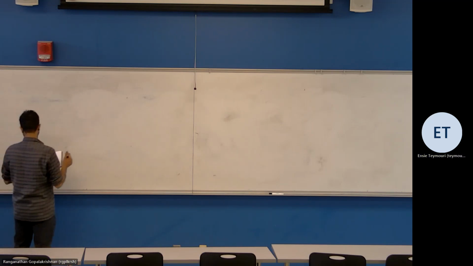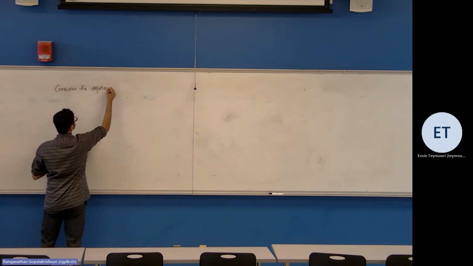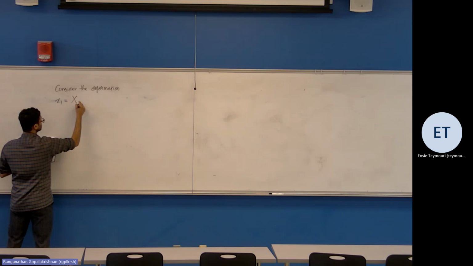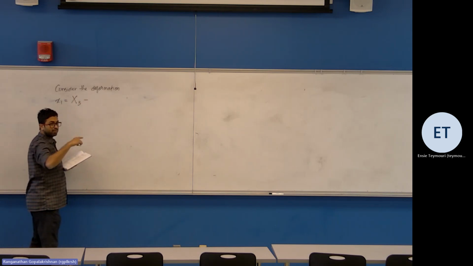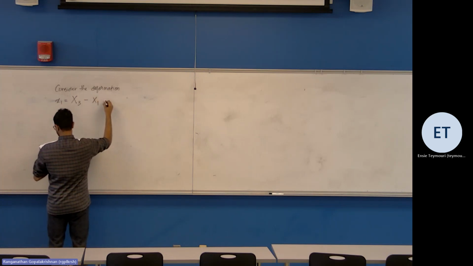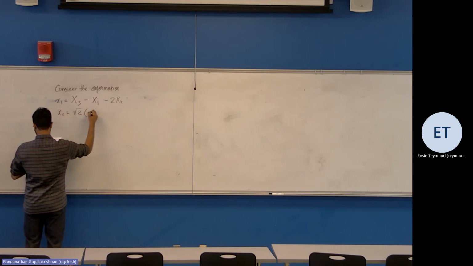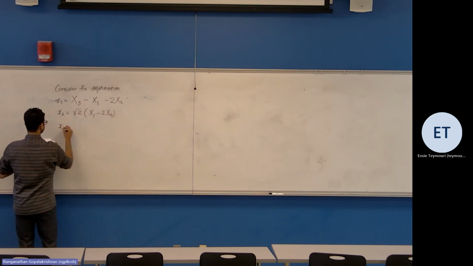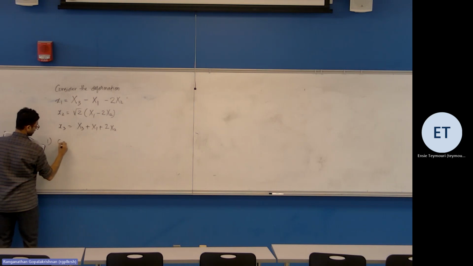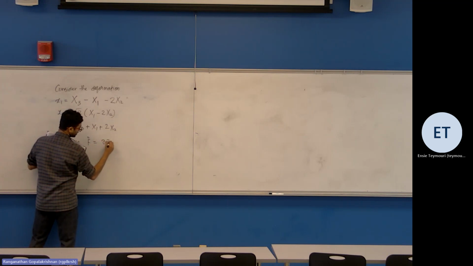Okay? Okay. So consider the deformation defined by x1 equal to x3 minus x1 minus 2x2. X2 is equal to square root of 2 times x1 minus 2x2, and x3 is equal to x3 plus x1 plus 2x2. 10 minutes to solve this problem. 1% pop quiz. Get a sheet of paper from your notebook and start working on this.